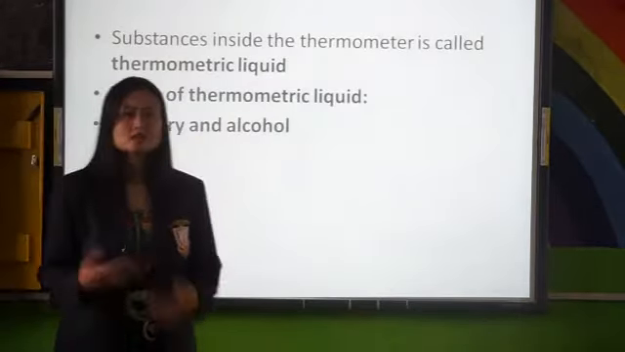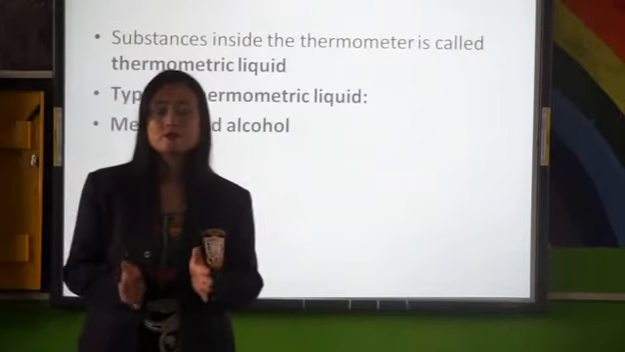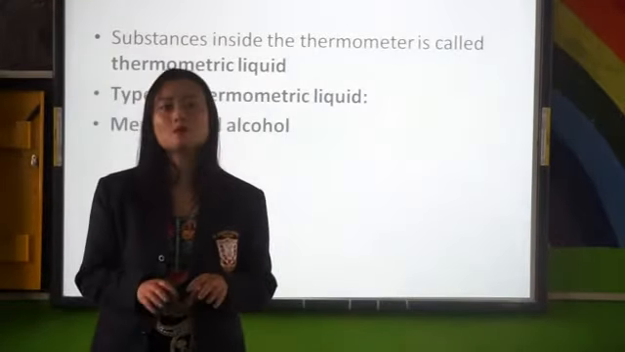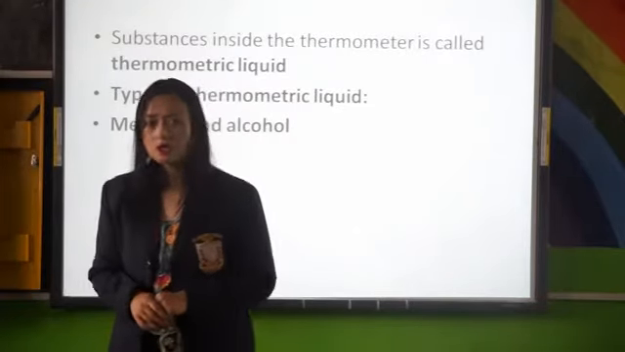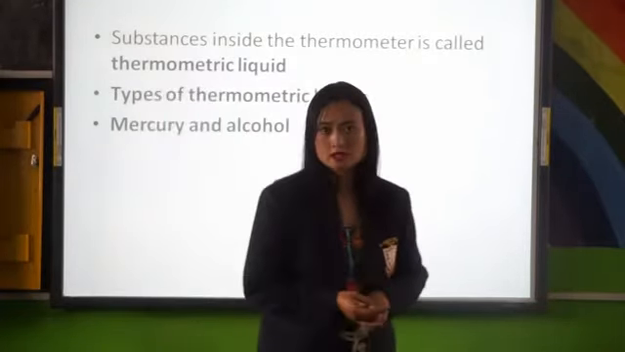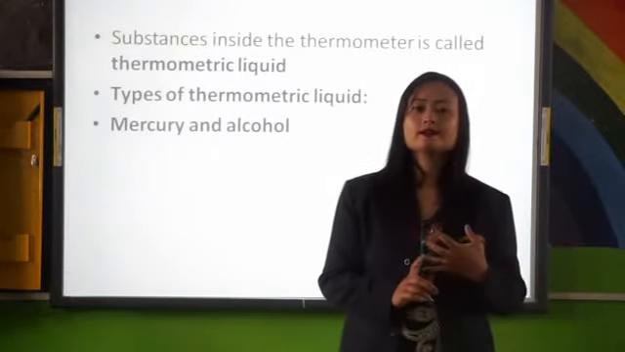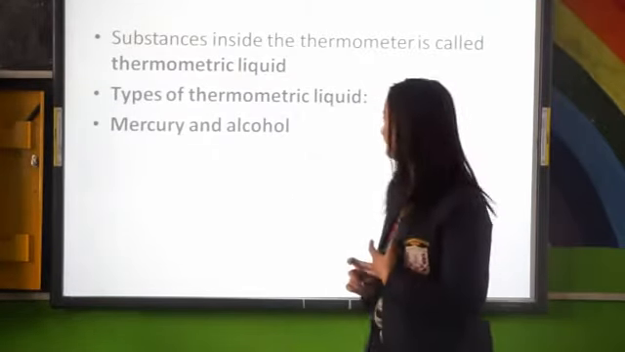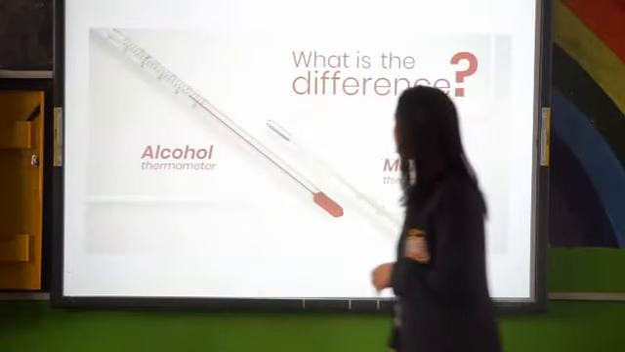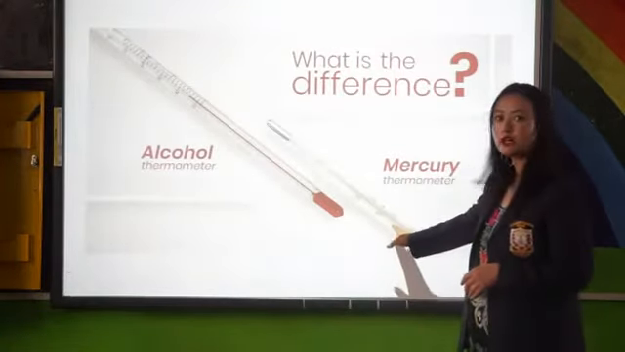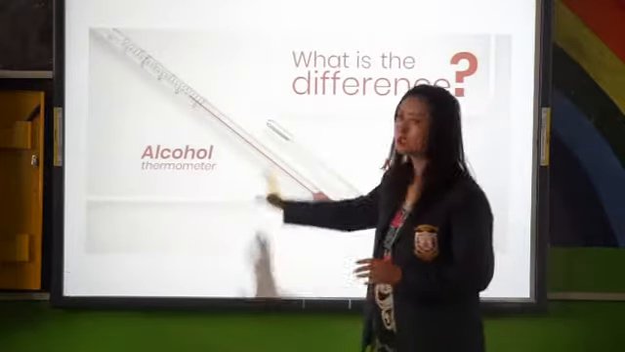Now, as I told you already, the substances which are inside the thermometer are called thermometric liquid. There are two types of thermometric liquid. One is mercury, the other is alcohol. Now see here, this is your mercury thermometer and this is your alcohol thermometer.